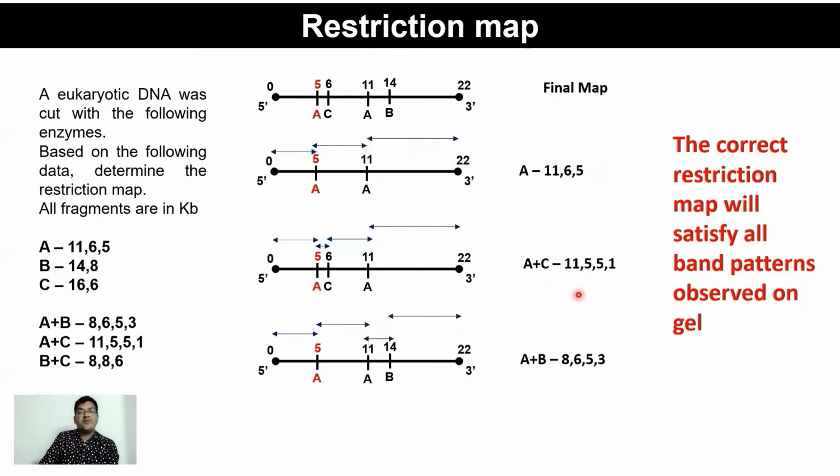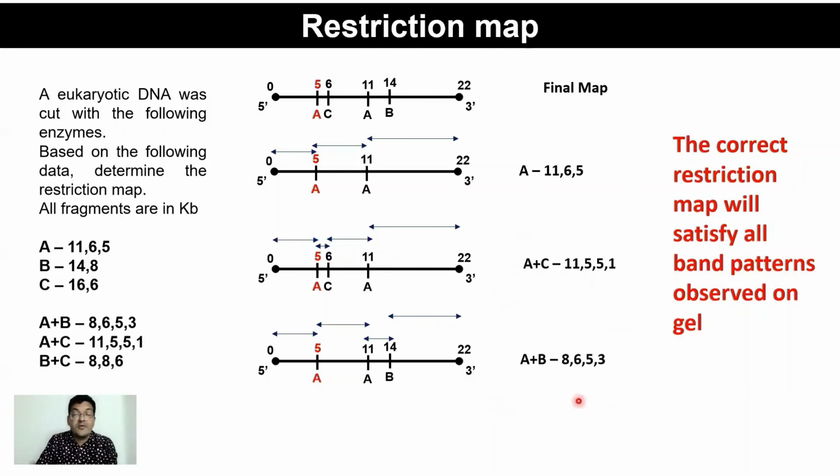Let's check the A plus C double digest. A plus C double digest gives you 11, 5, 5, and 1. So between 5 and 0, this is your 5 kb fragment. Between 6 and 5, which is the digest coming from A and C, is your 1 kb fragment. Then from this C site to the next A site, there is a 5 kb fragment. 11 minus 6 is 5. And then from this A cut site to the terminal end, you have the 22 minus 11, or the 11 kb fragment. So A plus C is also satisfied.